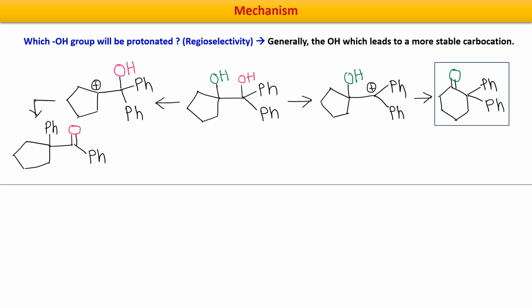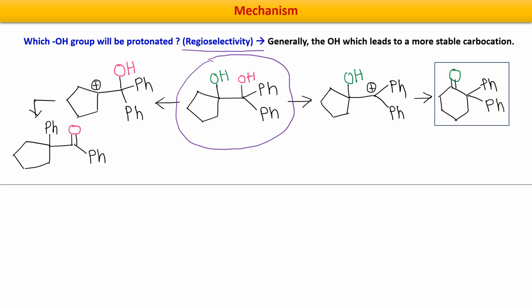The next important question. Until now you have seen symmetric molecules. So which OH group will be protonated, that question is not important. That question never arises, right? But now we have to talk about regioselectivity. That means which OH we will protonate. So simply look at this molecule. This is the middle molecule, and the green OH and the pink OH, obviously their environment is not the same.